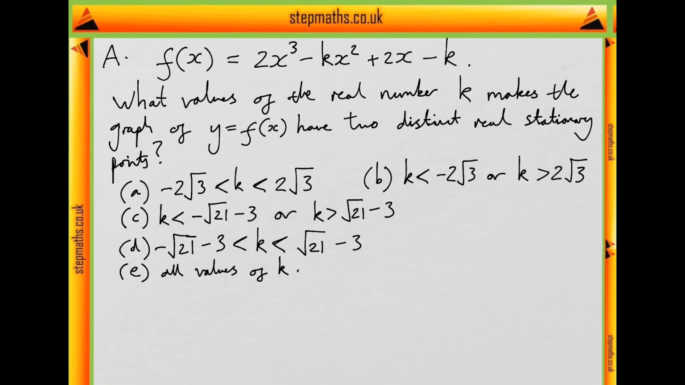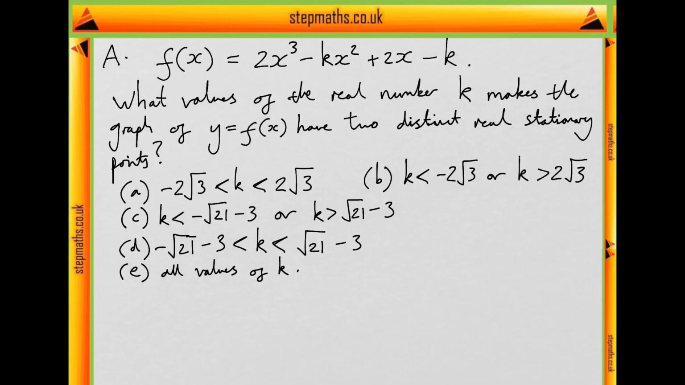So this is question A in the multiple choice from Math 2017. The first part says, we're given a function f of x = 2x cubed minus kx squared plus 2x minus k. And we're asked for what values of the real number k makes the graph of y = f(x) have two distinct real stationary points.